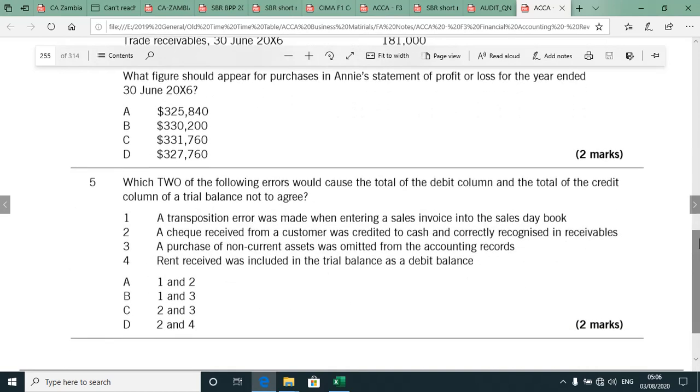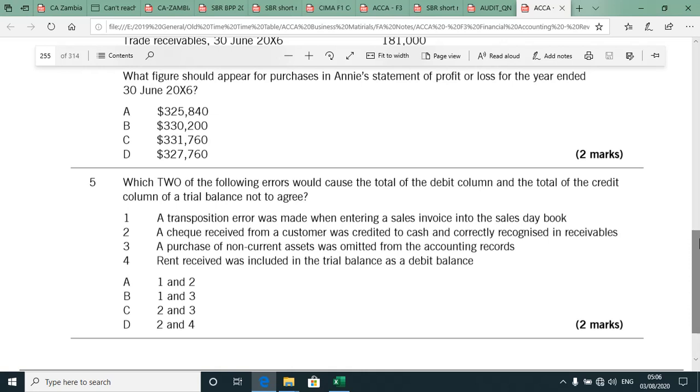Question 5 says, which of the following errors would cause the total of the debit column and the total of the credit column of the trial balance not to agree, coming out of correction of errors? That's the topic. 1 says a transposition error was made when entering a sales invoice in the sales day book, that will result in an error of original entry. 2 says the cheque received from a customer was credited to cash instead of being debited and correctly recorded in receivables, meaning it was also credited there. So we have got a double credit. So 2 will cause the trial balance not to agree.